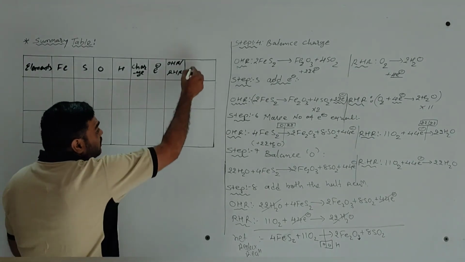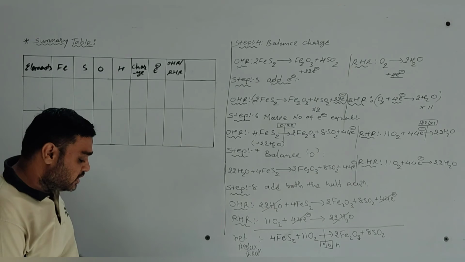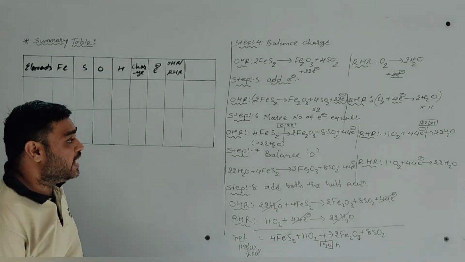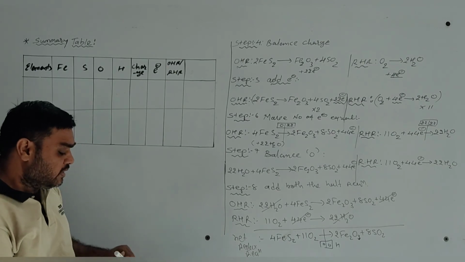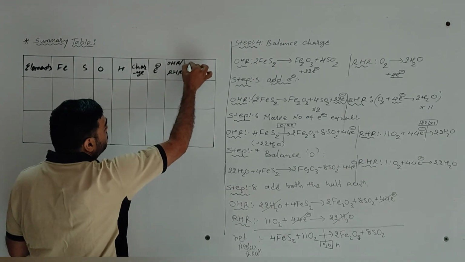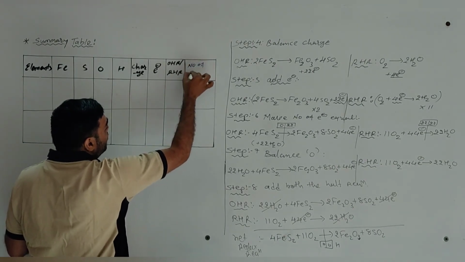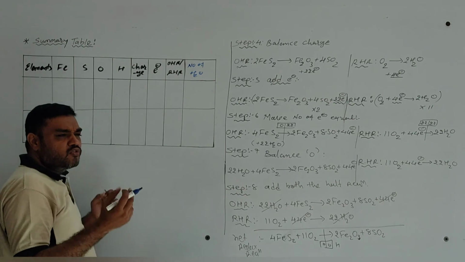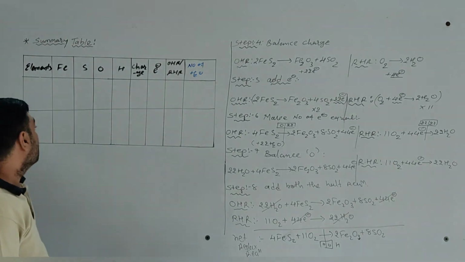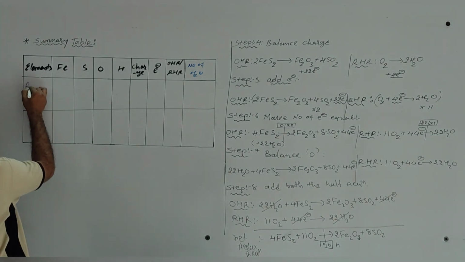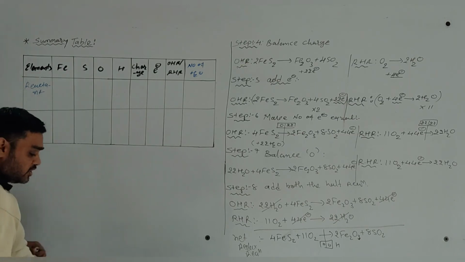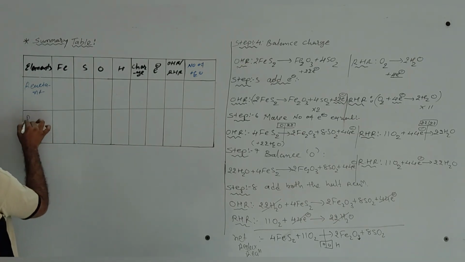Then finally you will consider any other information they ask, such as how many electrons are added, or how many H2O are cancelled out. So the number of H2O, or H plus, or whatever additional information they ask, you will write in this special column. Now here is the reactant side, and here the product side.